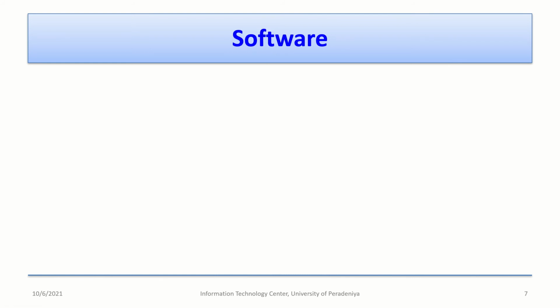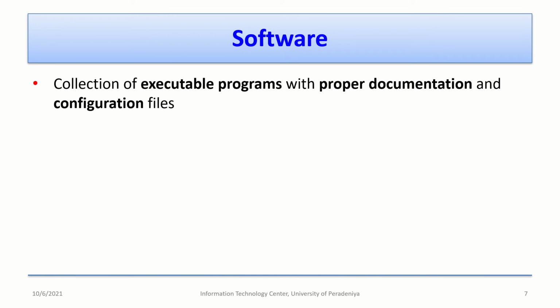And the next one is software. What is software? Software is a collection of executable programs with proper documentation and configuration files, right? What is a program? I told you that a program means a set of instructions. The computer processes data according to the set of instructions, and the set of instructions is called a program. So documentation should be there. That is software.